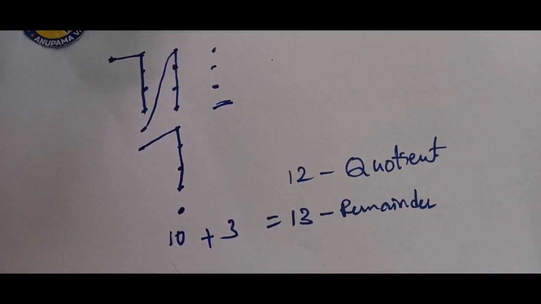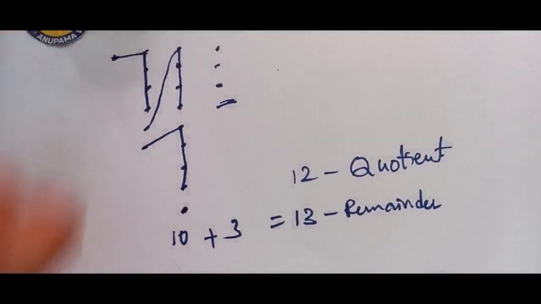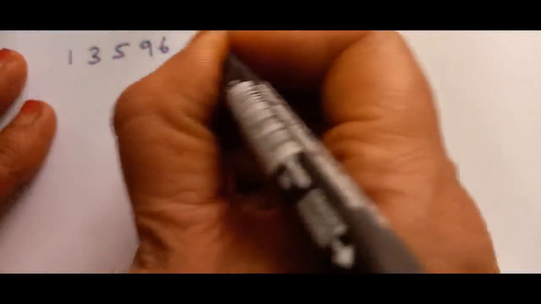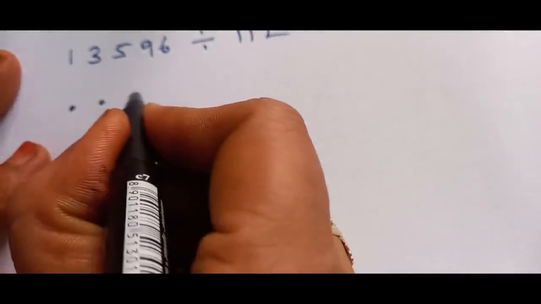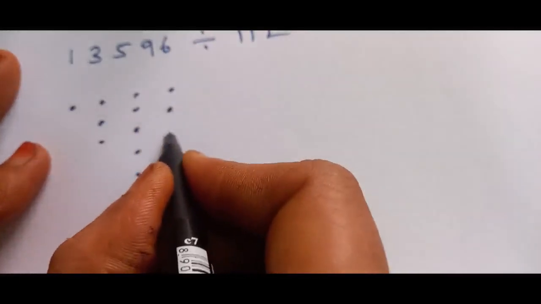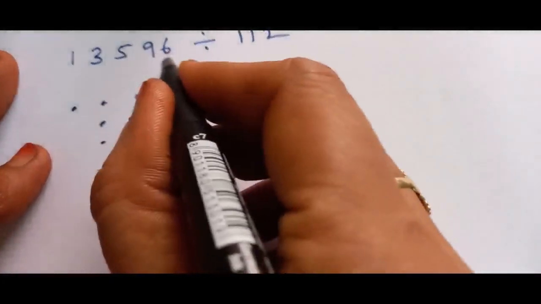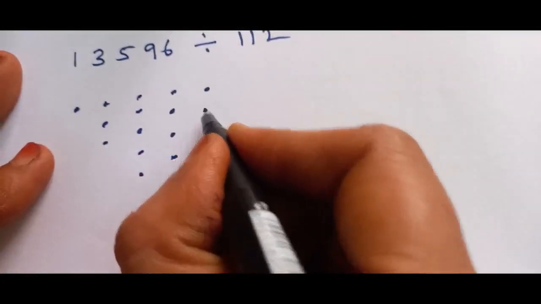Let's see one more example with a bigger divisor. Let's take 13596 divided by 112. Okay. So first 1 dot, next 3, next 5, next 9, 3, 4, 5, 6, 7, 8, 9. Next digit is 6, no? So keep 6 dots. 6.